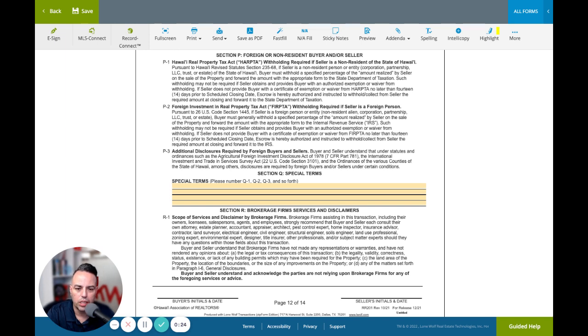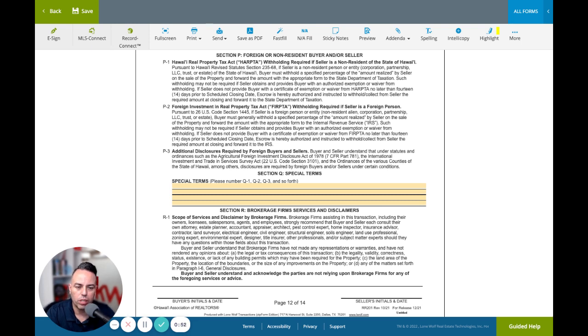And a FIRPTA withholding is for an investor or a seller who does not live in Hawaii, but is also not a U.S. citizen. So they could reside in the United States, but they're not a U.S. citizen. And so there's different withholding and tax structures that are applicable to either of these scenarios. Why it's important is there's an affidavit that the seller would need to sign that's facilitated and handled through escrow to determine whether there's a withholding.